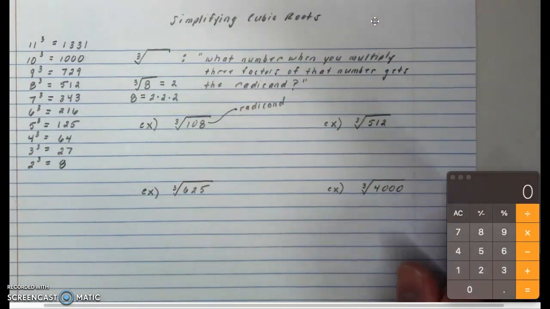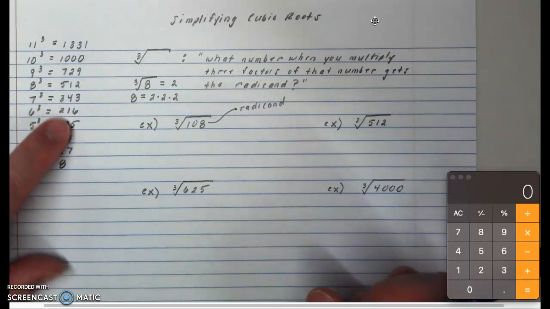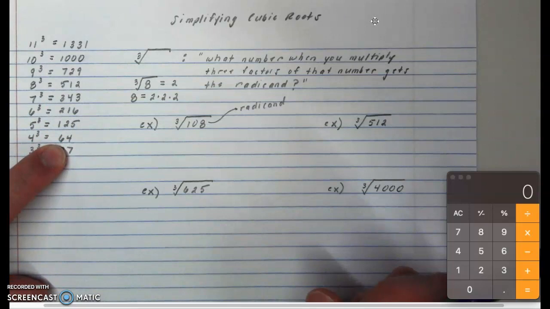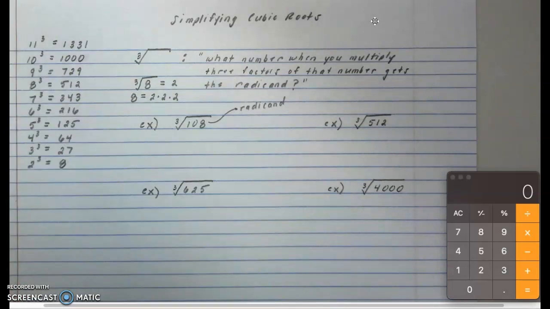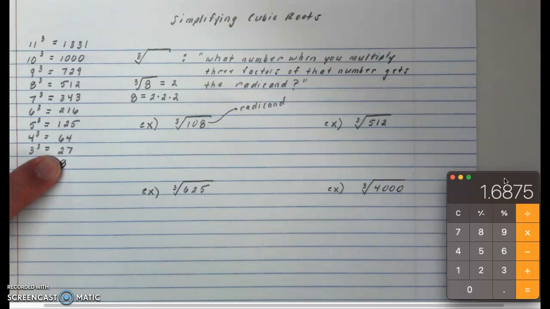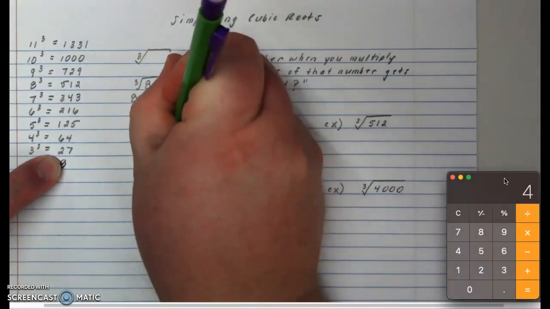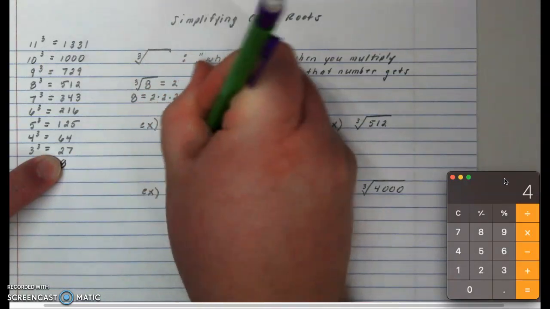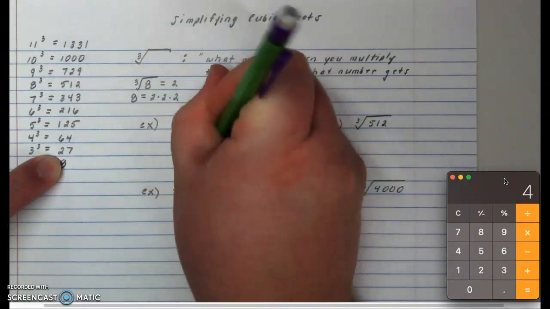So for instance, 108, if we look at our list here of perfect cubes, the first one below it would be 64. Now, I know mentally 64 doesn't go into it, but if you are not 100% confident, you could, on your calculator, do 108 divided by 64. And that does not come out to be a whole number. So now we're going to move to 27. So 108 divided by 27. Bingo, 4. So we're going to break this into the cubic root of 27 times the cubic root of 4.